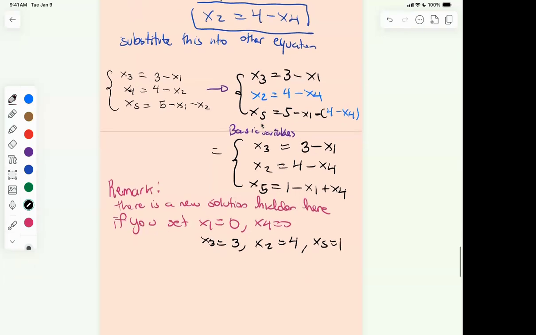So the basic solution associated to this selection of basic and non-basic variables is what? x1 had to be 0, x2 had to be 4, x3 had to be 3, right? x4 had to be 0, and x5 had to be 1. That's the idea. Once you have decided which ones are basic and which ones are non-basic, if you set the non-basic ones equal to 0, that gives you the values for the basic ones, and that gives you the basic solution. Okay.